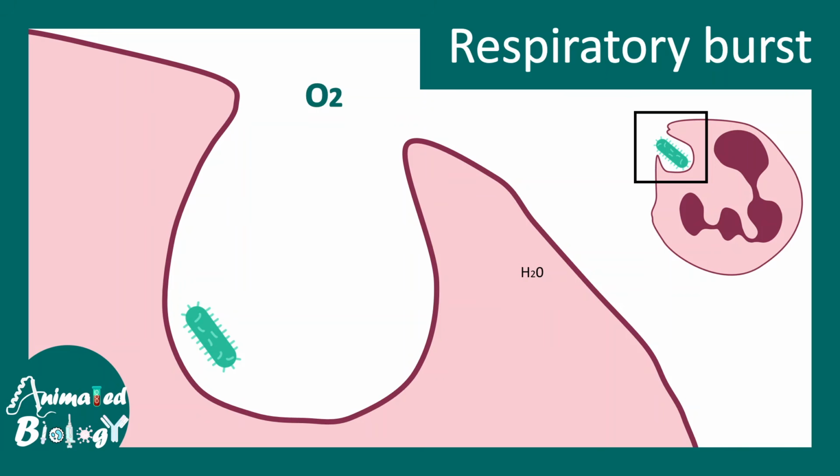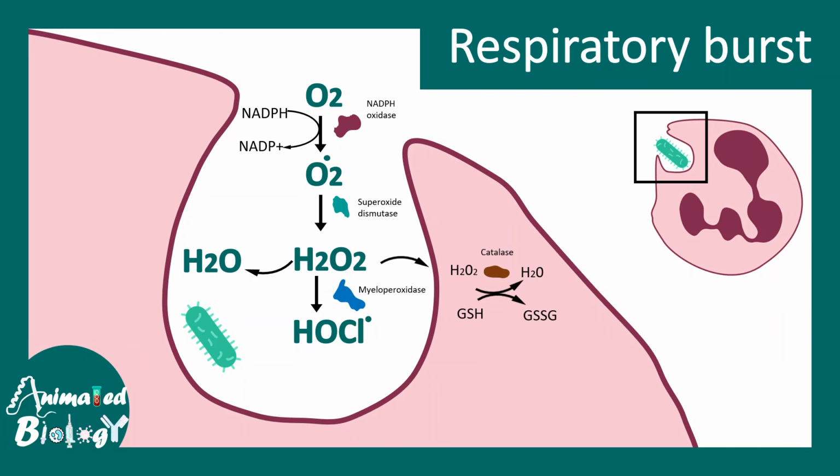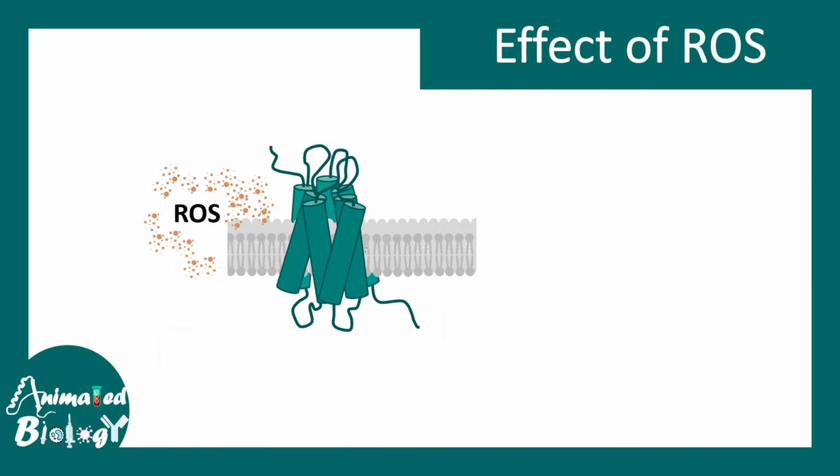Now, generally, whenever there is pathogen engulfment, oxygen is converted into superoxide radical with the help of NADPH oxidase. Then superoxide dismutase converts it into H2O2. Eventually, myeloperoxidase converts it into HOCl. And these free radicals are damaging to the pathogens. They take part in the elimination of these pathogens. It's important to note that these free radicals are also regenerated inside the neutrophils via a specific pathway.